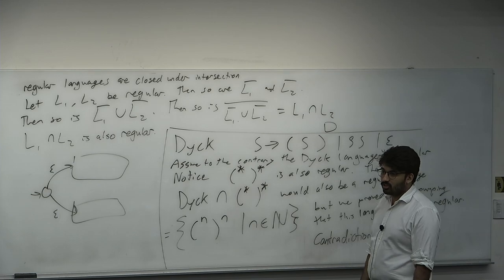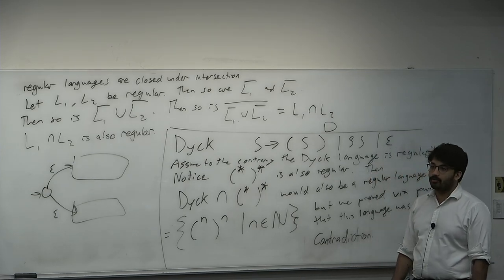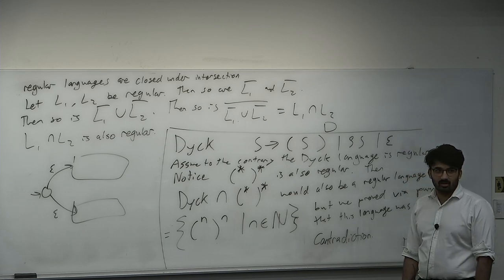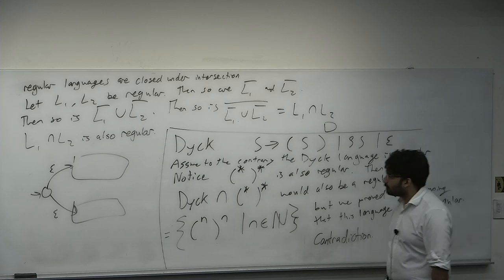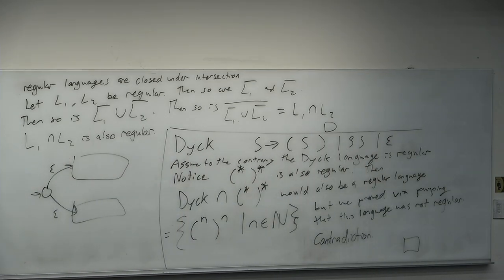Right? Questions on this one? We didn't have to pump the Dyck language. We get to use a little bit of closure. Really powerful stuff. Pumping, kind of finicky, kind of annoying. Closure, kind of beautiful, I think. You get to sort of boom, boom, boom, and then it's over. Let's do one more closure proof to show something is not regular.